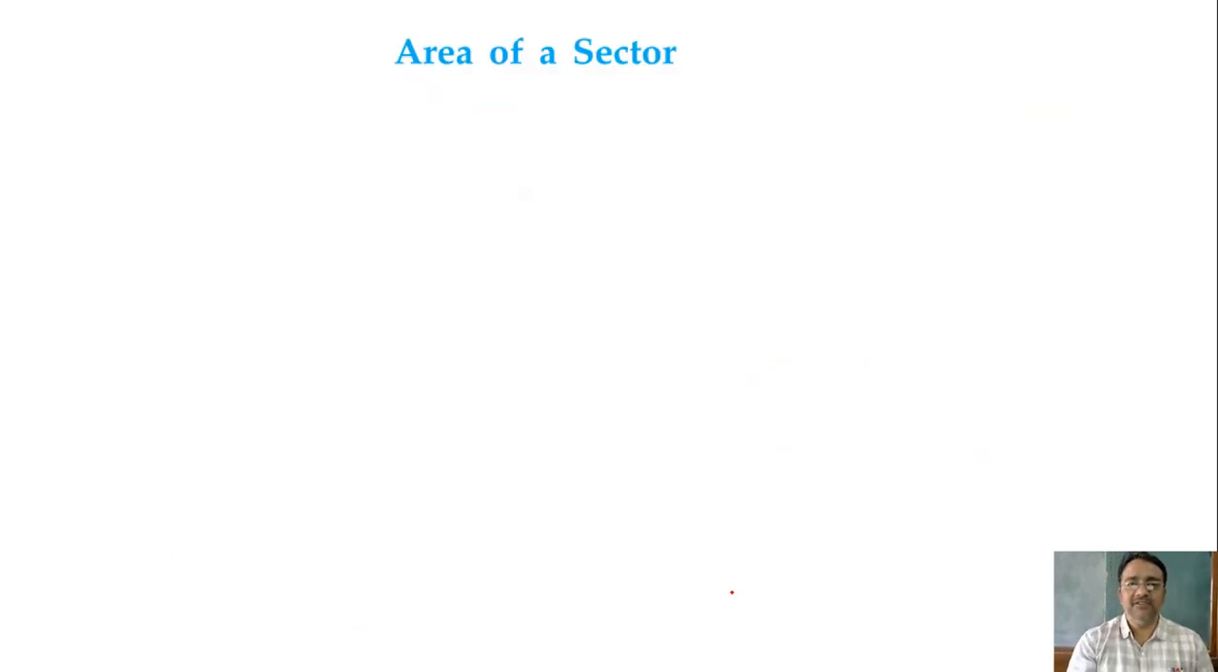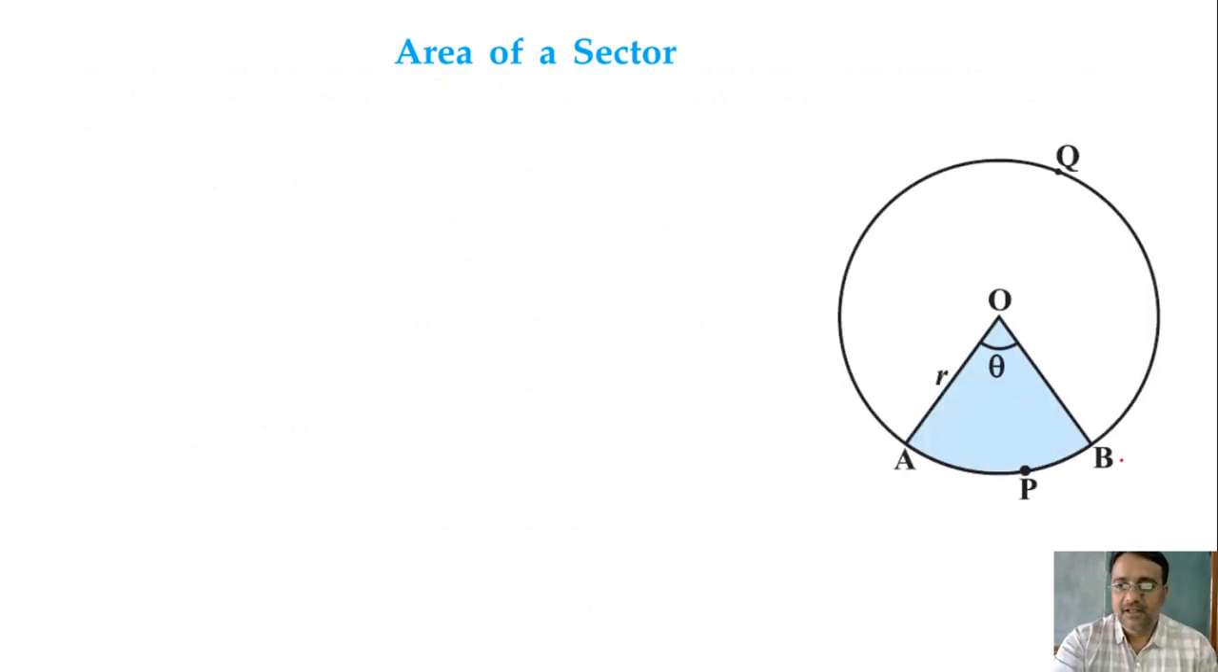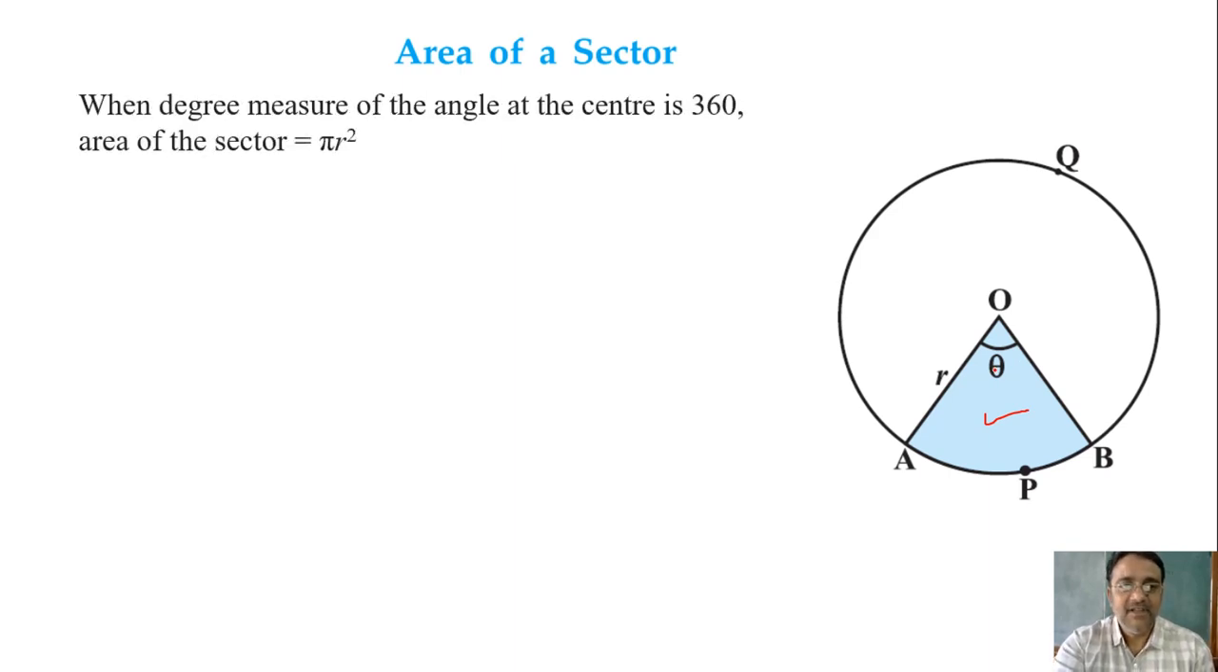So now we'll move toward the next topic, area of a sector. And this is the sector, minor sector, and how will you find the area of this sector? First we will find the fraction of angle. What is the fraction of angle with the complete angle? Theta by 360, right? So when degree measure of the angle at the center is 360, area of sector is pi r square.